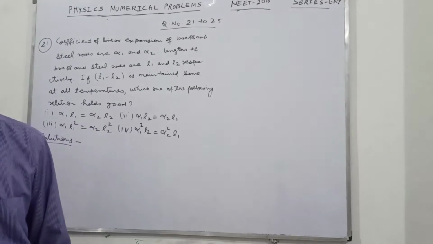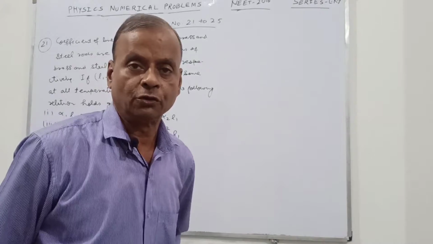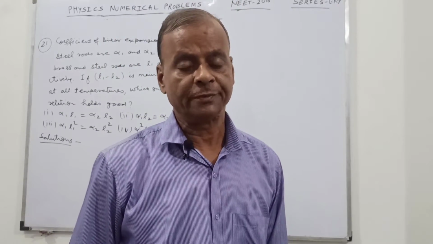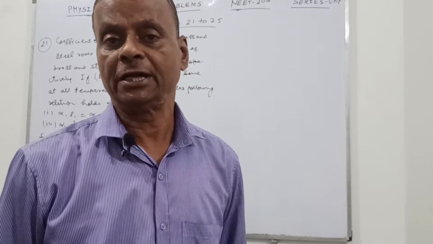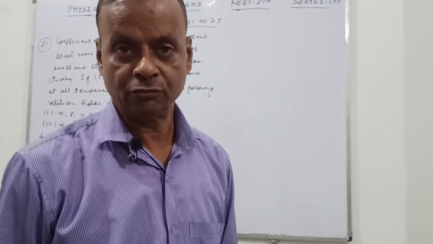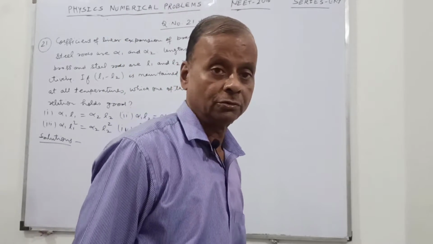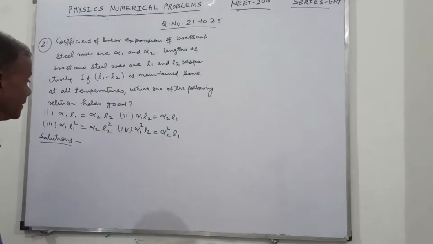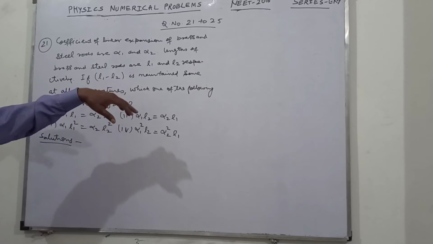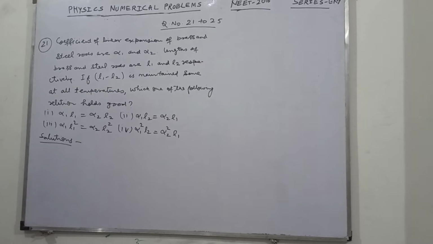Now in this question you are given two rods, one of brass and the second of steel. Their coefficients of linear expansion are given, alpha 1 and alpha 2. Their initial lengths are L1 and L2. It is given that if L1 minus L2 is maintained the same at all temperatures, which of the following relations holds good?